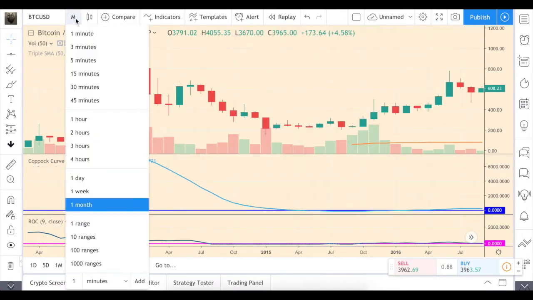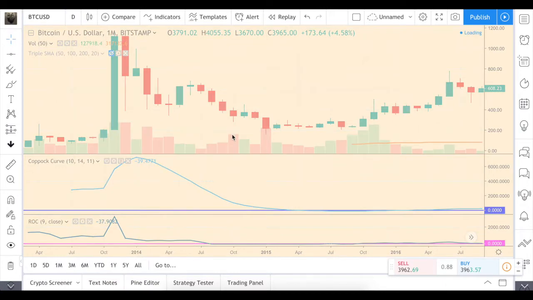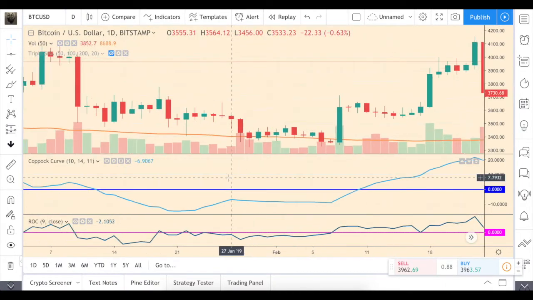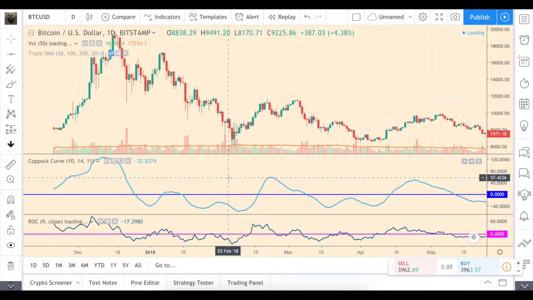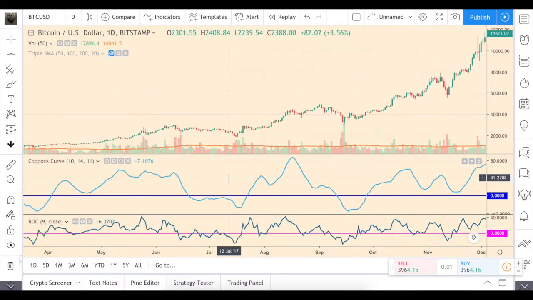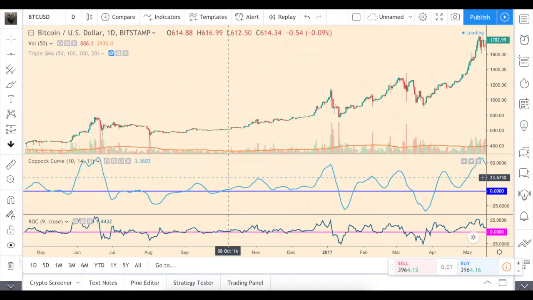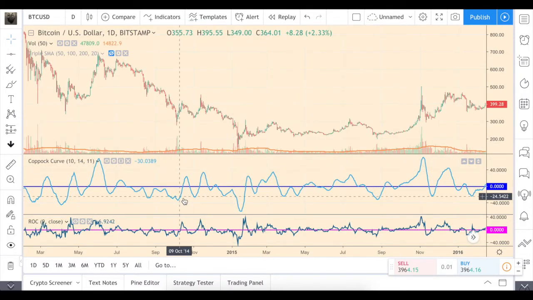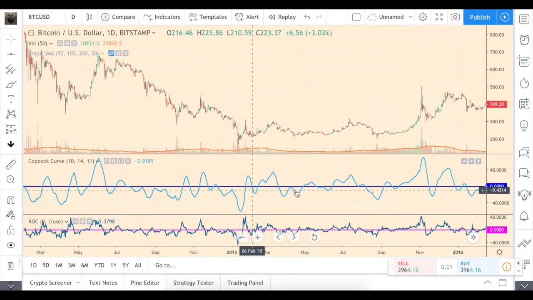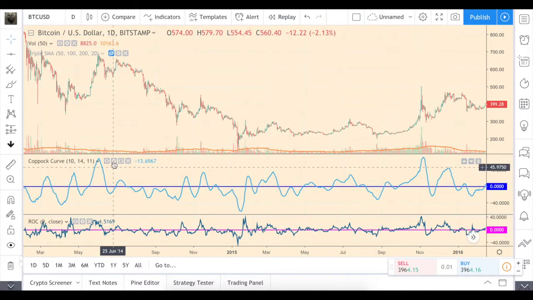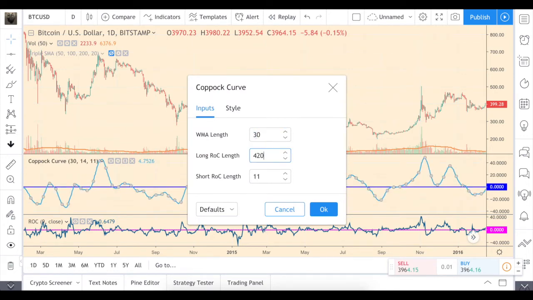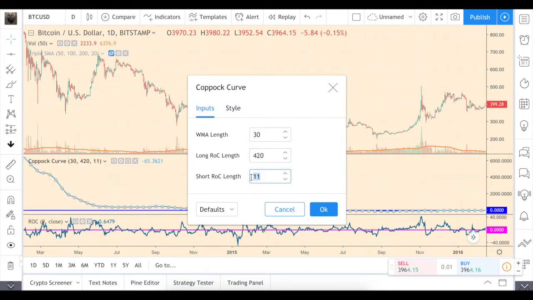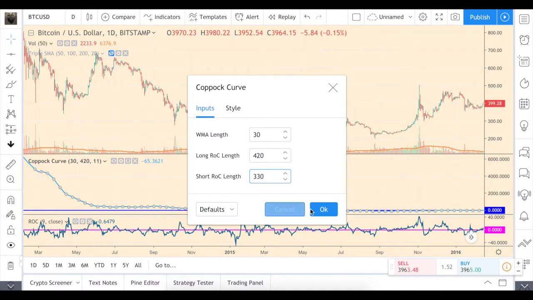I will switch to the daily chart, because it is easier to multiply the numbers instead of dividing them on the monthly chart. Let's return back to 2015. There you go. You see that on the daily chart there are a lot of signals, and it's mostly applied to faster time frames. You can actually increase it by 30, and in this way you will have it very similar to the monthly chart.